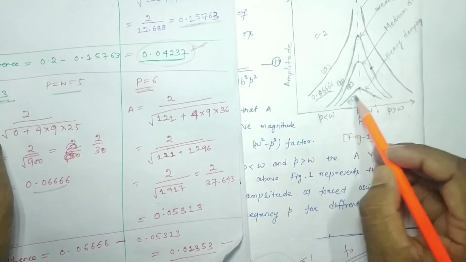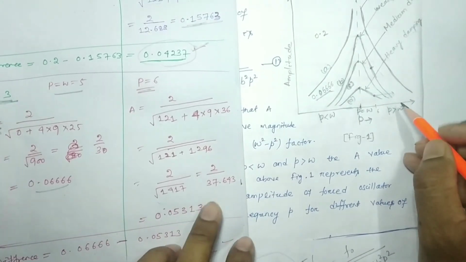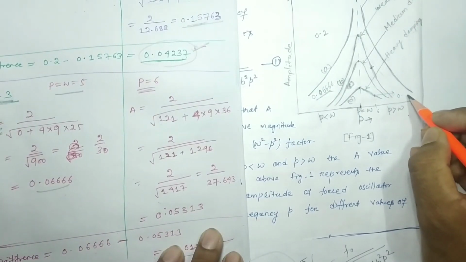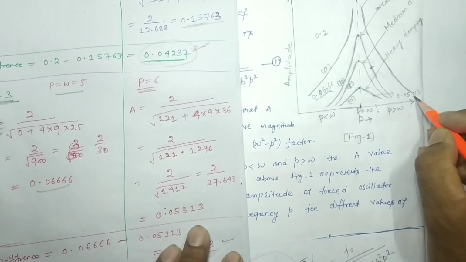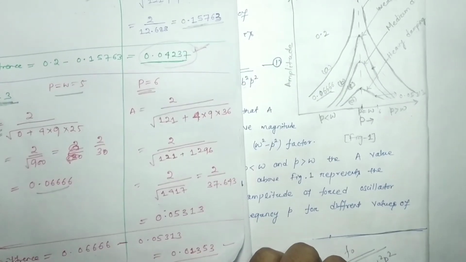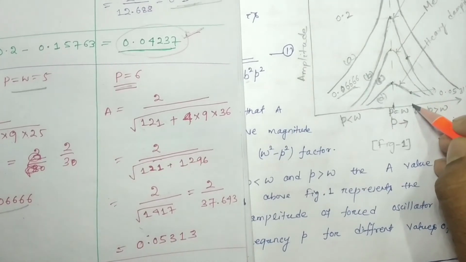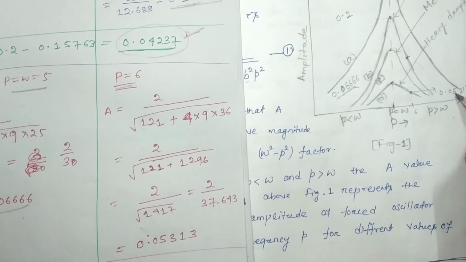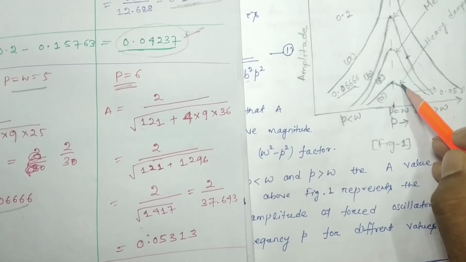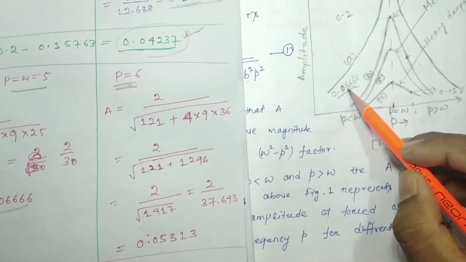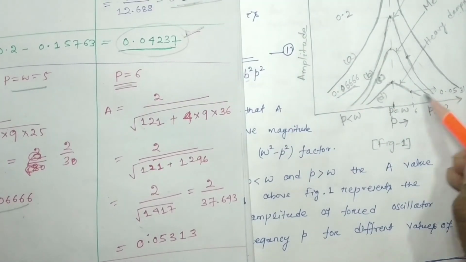So when P equals 6, this amplitude value is how much? No need to write this in the figure. I am explaining over here. You can just write it in your rough. These things no need to write in the note. So 0.05313. From here to here, this height is 0.0531. Now for P equal to omega, for the heavy damping case, the maximum height is 0.0666, and for P equal to 6 we found this height.